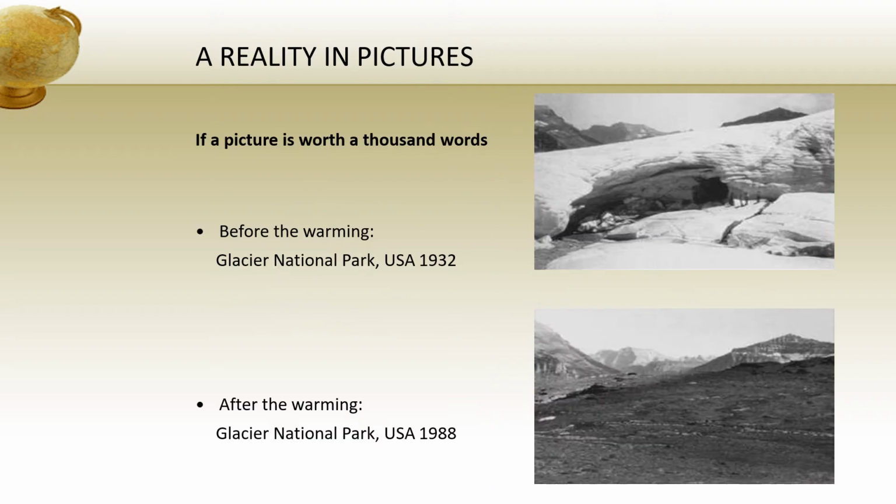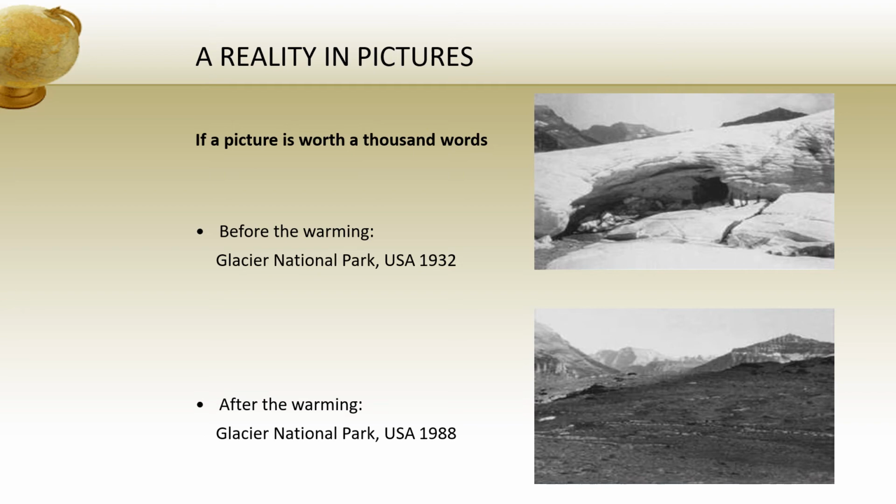Now students, in this slide you can clearly see two pictures of the same place. It is Glacier National Park in the USA, and the upper picture is of 1932, when the glacier was present in this national park. This is before the global warming. And the second picture, after the global warming, shows what happens. See the picture. The scenario of Glacier National Park has changed. It is 1988. See the situation, see the position.